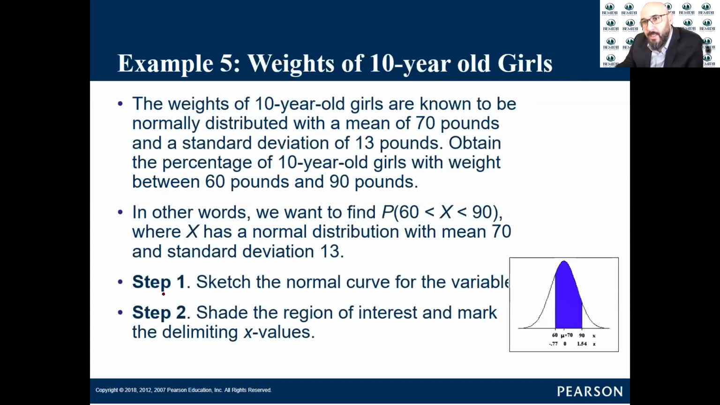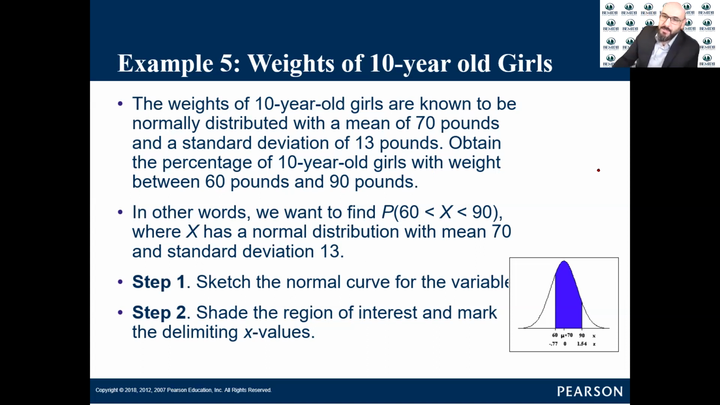Another, practical example. In this example we will calculate the z-score because we are given raw scores. So let's take a look. The weights of 10-year-old girls are known to be normal. This is the first thing: all our assumptions should be based on normality. So we know the data is normal. The mean is 70 and the standard deviation is 13. Obtain the percentage of the 10-year-old girls with a weight between 60 and 90.